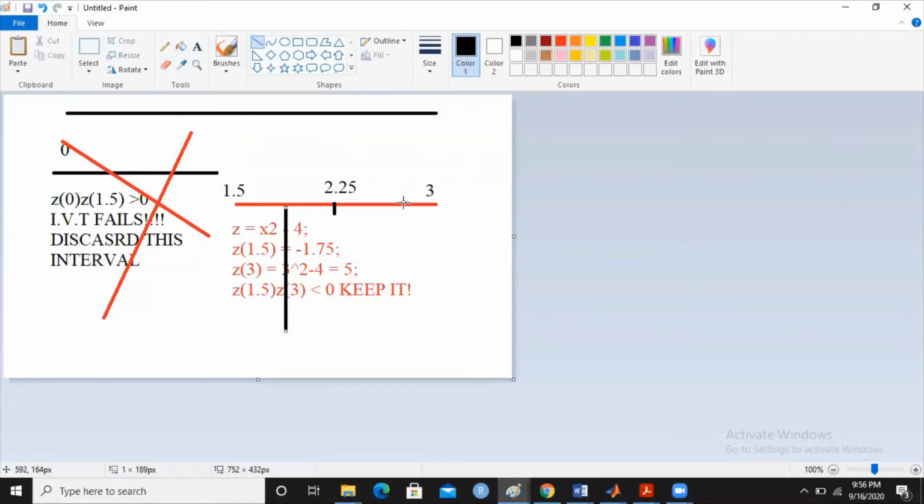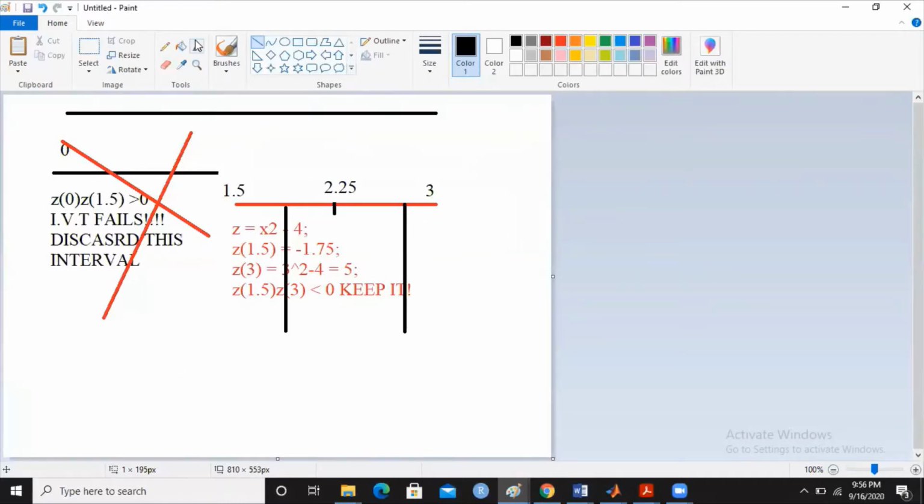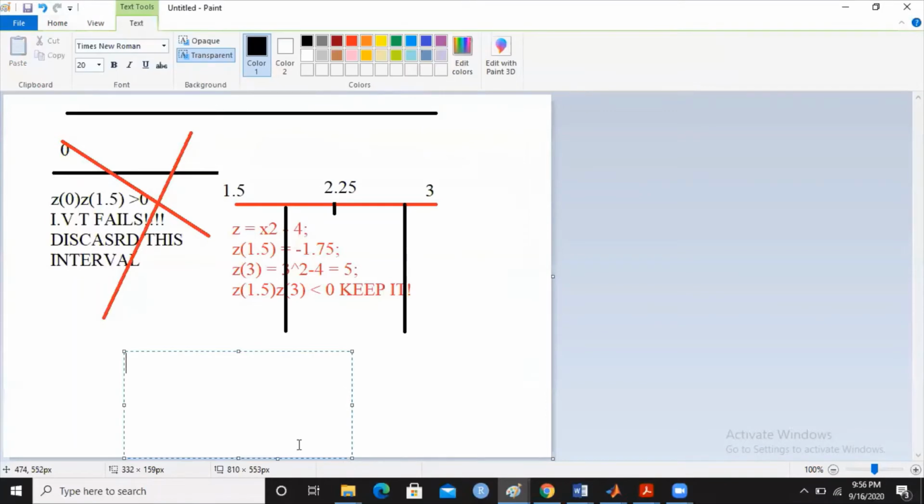then on this subinterval. Okay, so let us go to the next part. I want to apply the intermediate value theorem. This means that I want to check the product of z of 1.5 and z of 2.25. So let us check it.